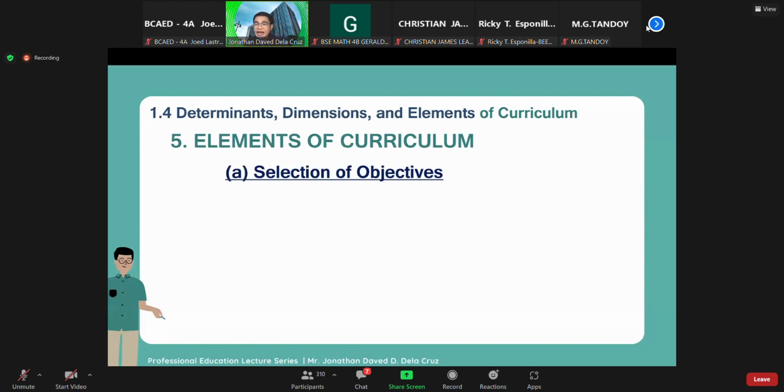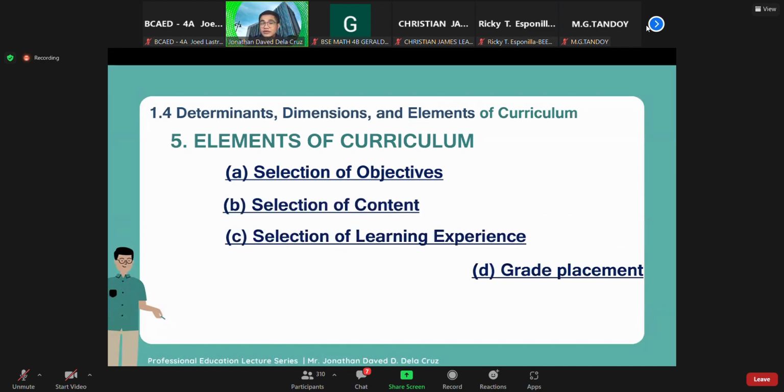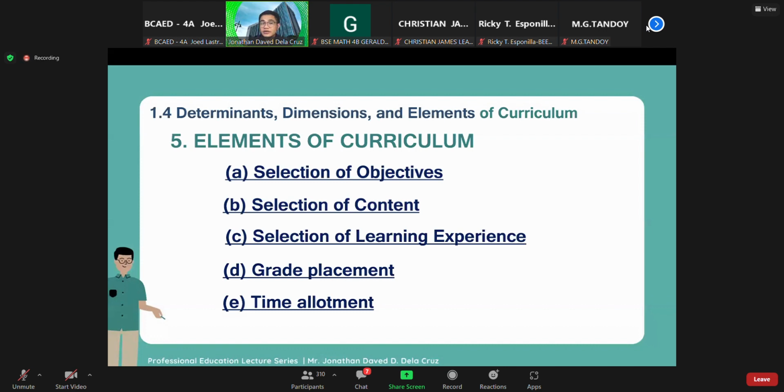So again, the elements of curriculum, we have the selection of objectives, selection of content, learning experience, grade placement, and time allotment. Questions so far? Do we have any questions so far, guys? None. Okay.